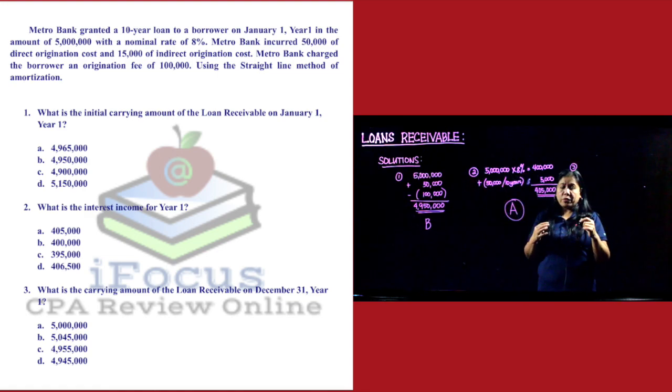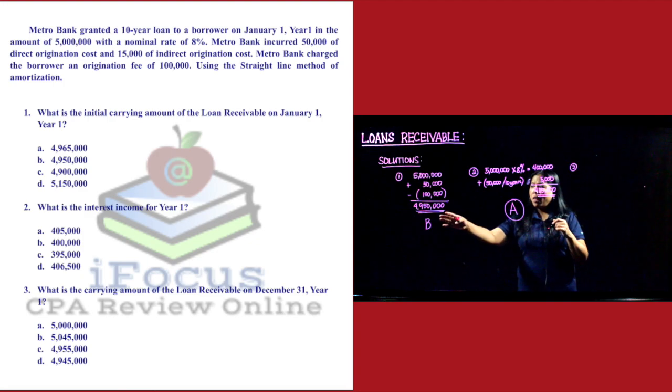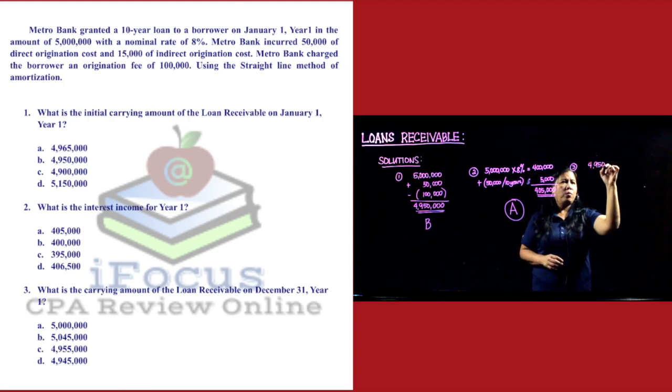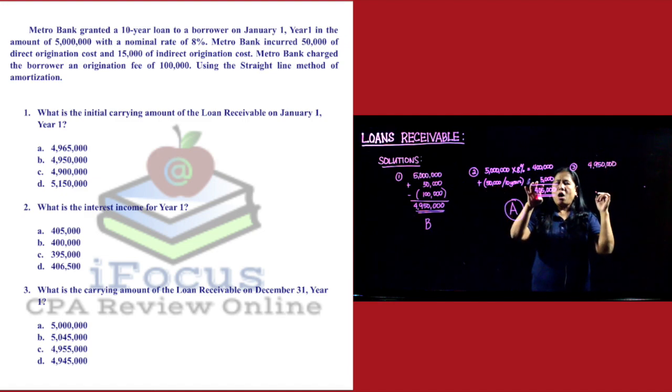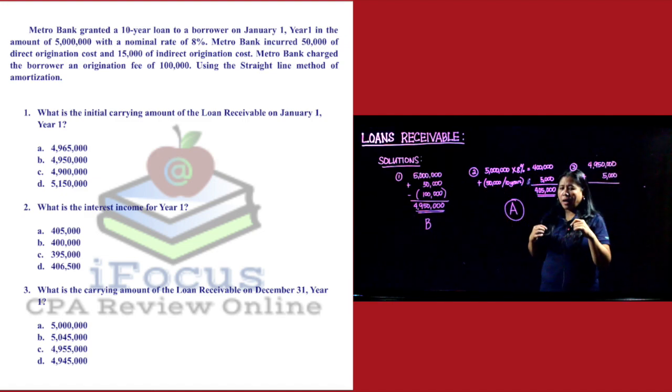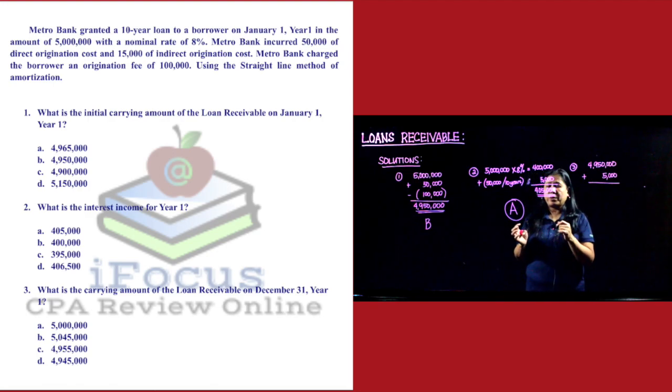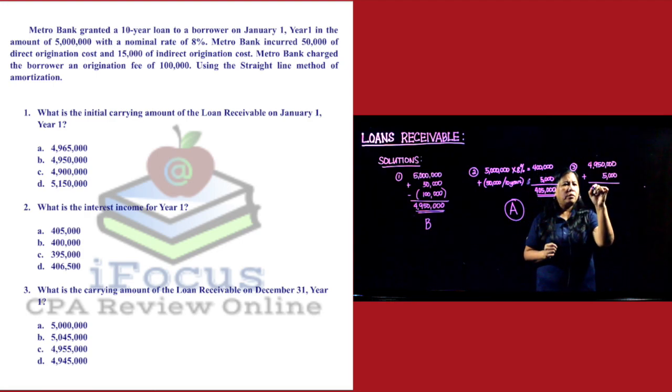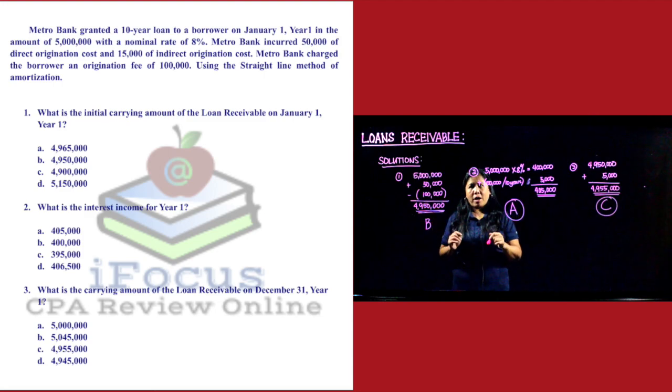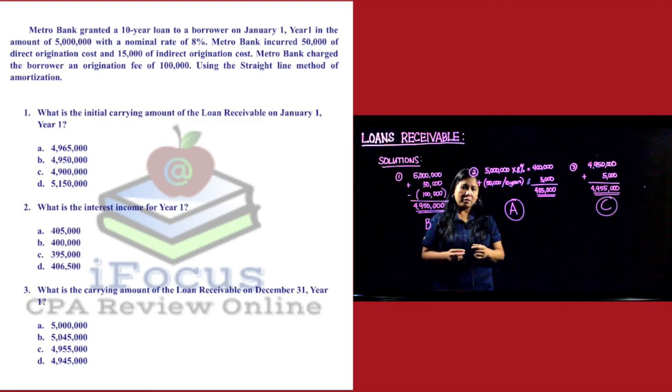The requirement number 3 is: what is the carrying amount of this loans receivable on December 31st, year 1? From the initial carrying amount of 4,950,000, we will add our amortization of 5,000. Therefore, the carrying amount of this loans receivable on December 31st, year 1 will be 4,955,000. And our answer is letter C. So this is our answer on these multiple choice questions.